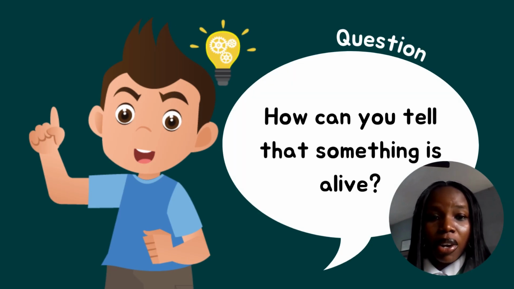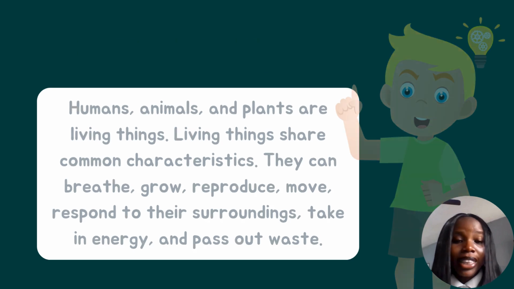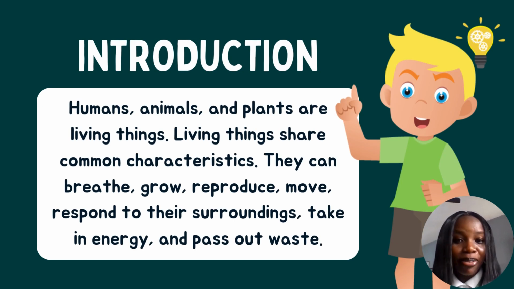Now, the question is, how can you tell that something is alive? How can you tell that something is a living thing? Let's go on. Here is how you can tell if something is actually a living thing. Humans, animals, and plants are all living things. They share common characteristics, like breathing. All living things breathe, grow, and reproduce. All living things respond to their surroundings, to external stimuli. They take in energy, and they also pass out waste in the form of excreta.